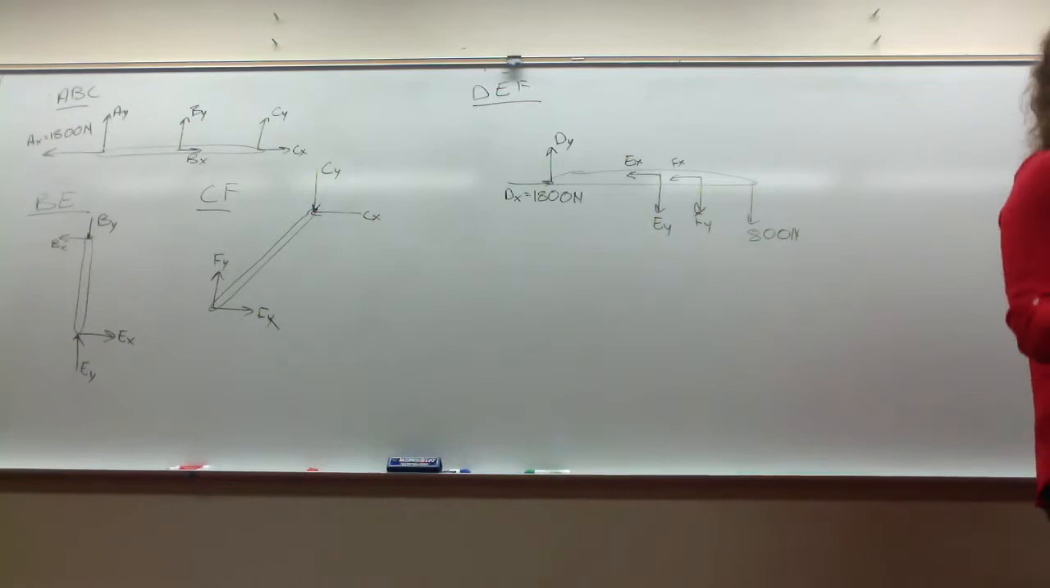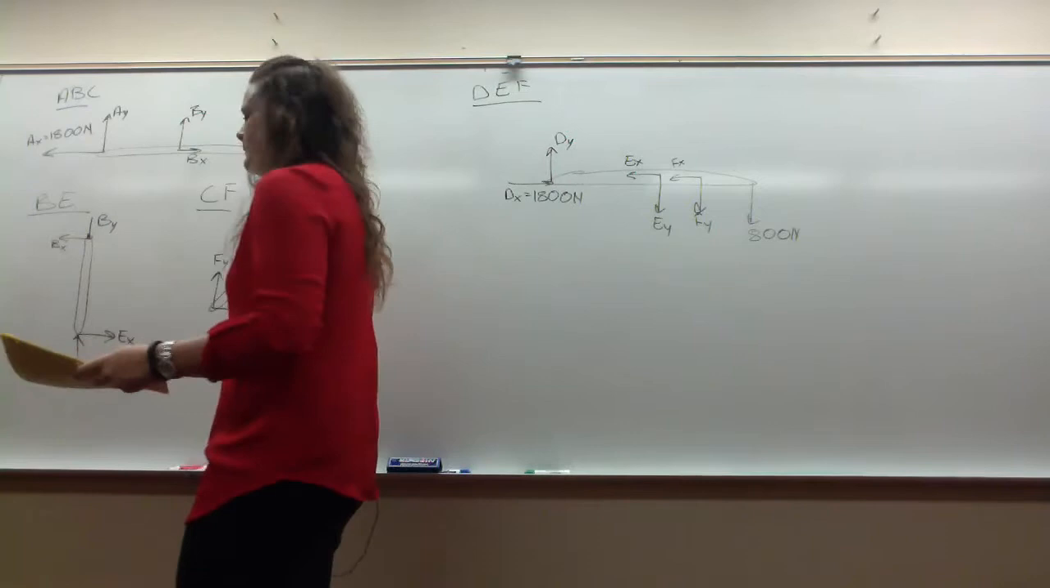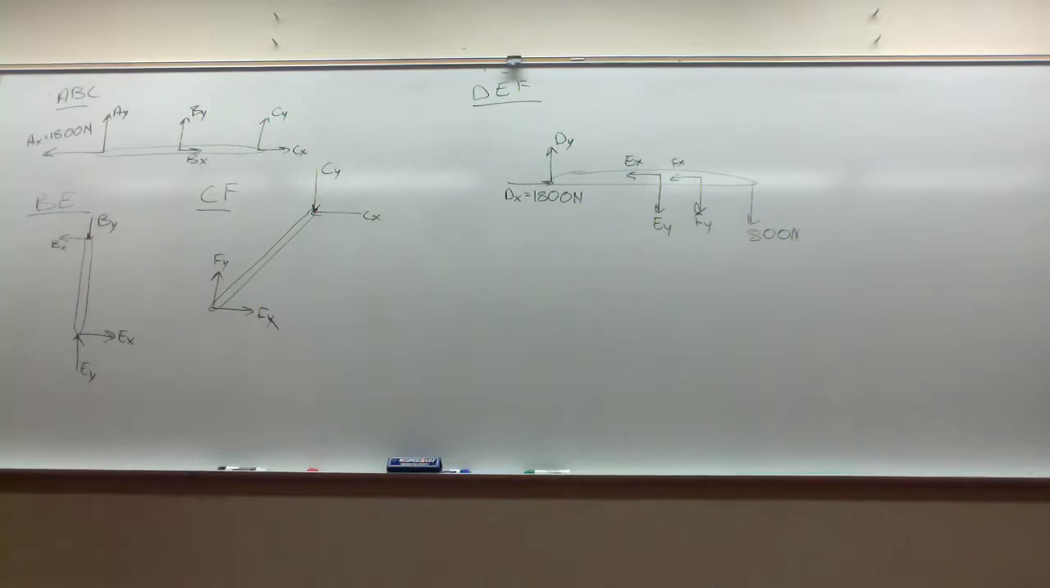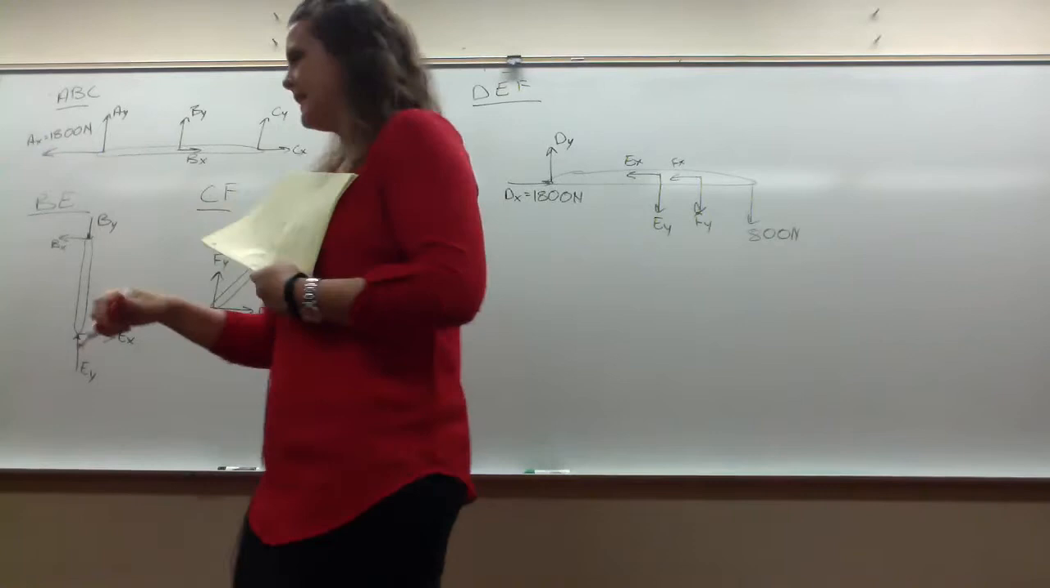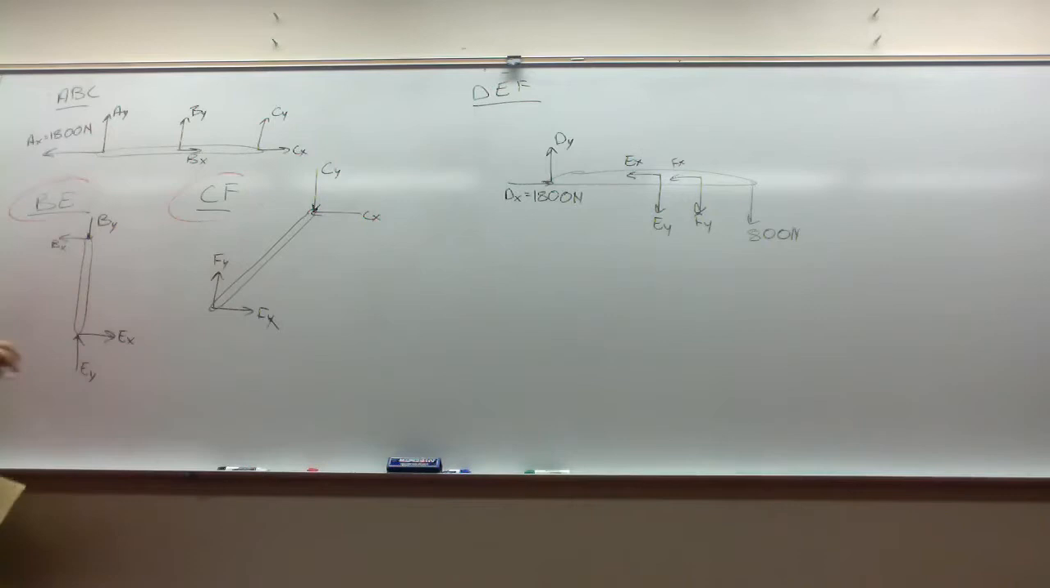So we've drawn all of our forces. What's our step now? Find the two force members. Exactly. If we look at our two force members, I immediately know that they are BE and CF. Does that make sense why they're two force members?